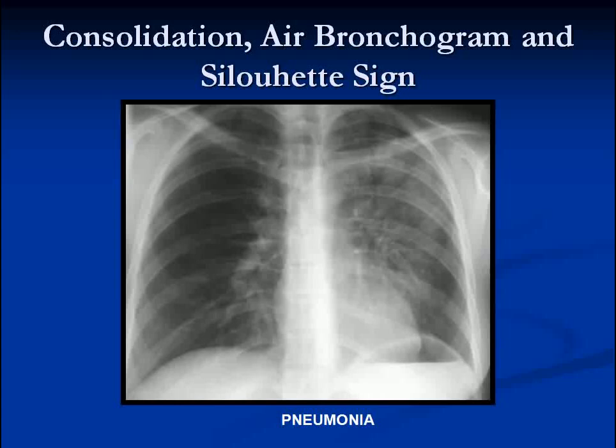Now if you look very closely, you can see a black branching pattern in the upper lobe area, and this is an air bronchogram. These are all signs of consolidation, and there is no volume loss here, so this is probably, or could be, a pneumonia.